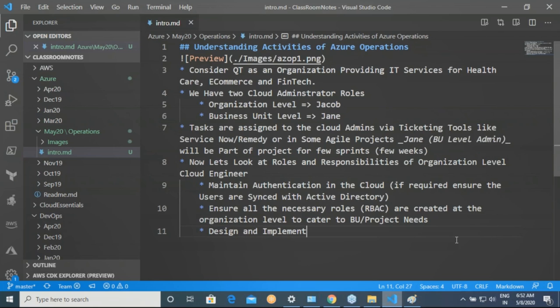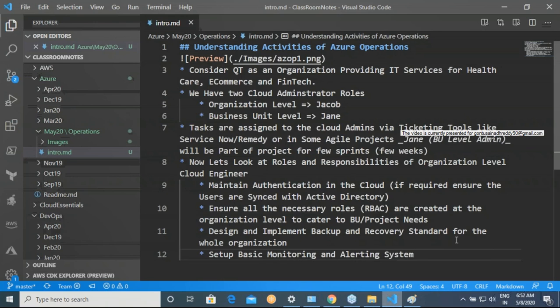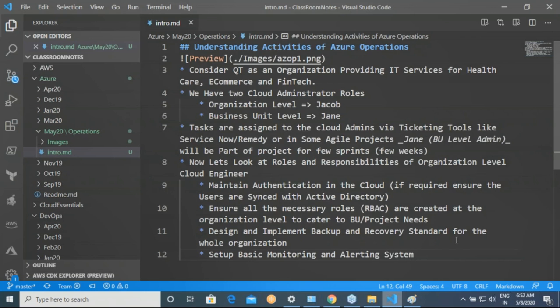Design and implement backup and recovery standards for the whole organization. If you want, your project engineers might basically fine tune it. Set up basic monitoring and alerting system. Set up basic monitoring and alerting system.